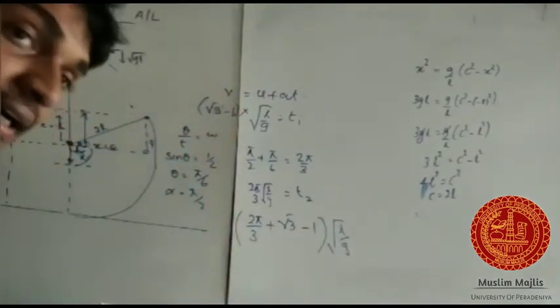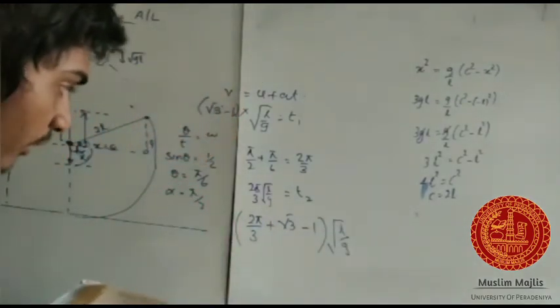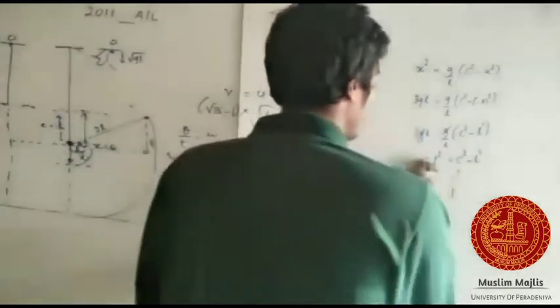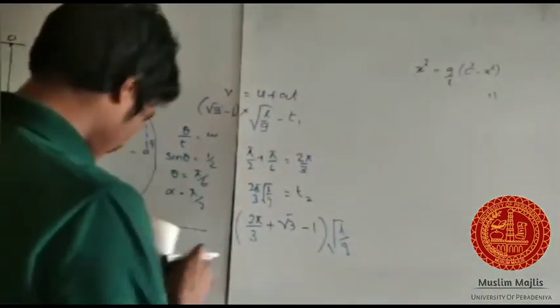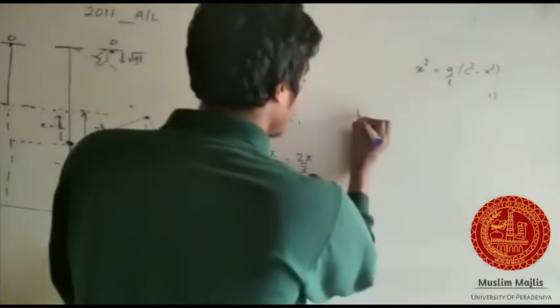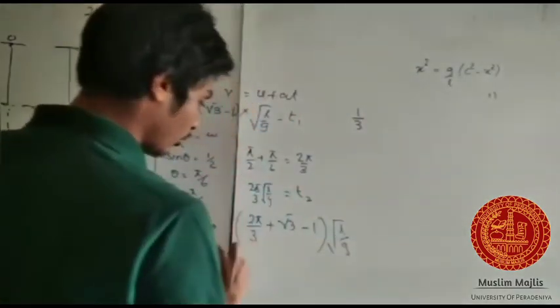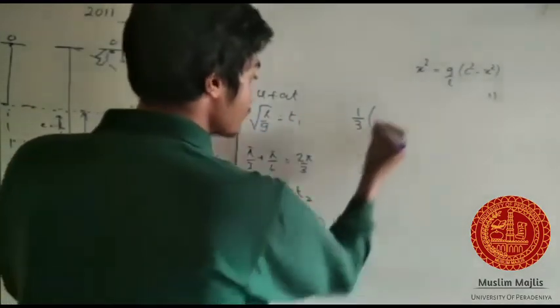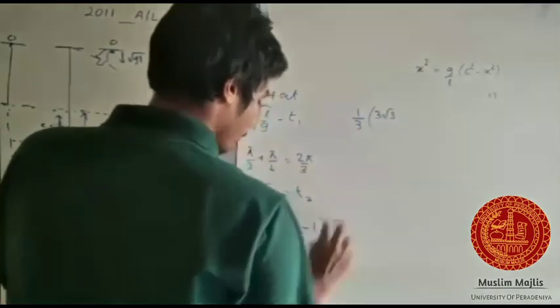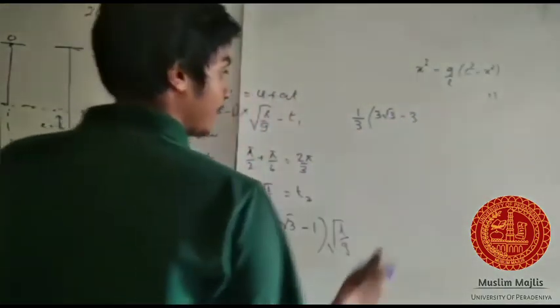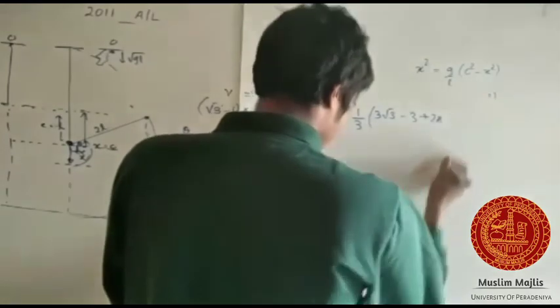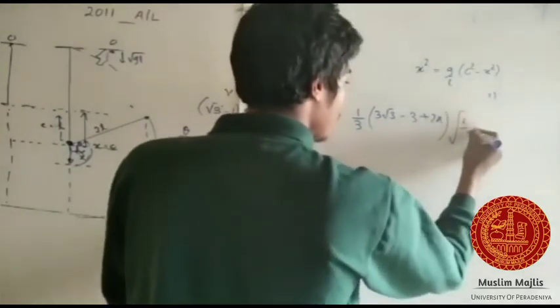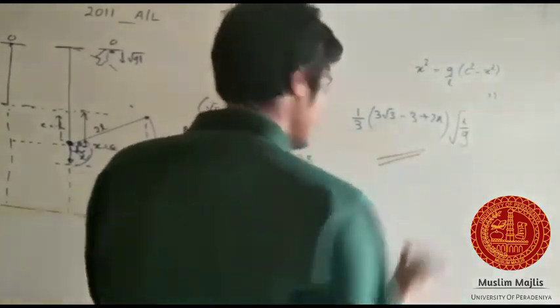Now they have taken 1/3 out of the bracket. So if they have taken 1/3 out of the bracket, what you are going to get is 1/3. So root 3 becomes 3 root 3, minus 1 becomes minus 3, and plus 2 pi, times root of L over G, as required.